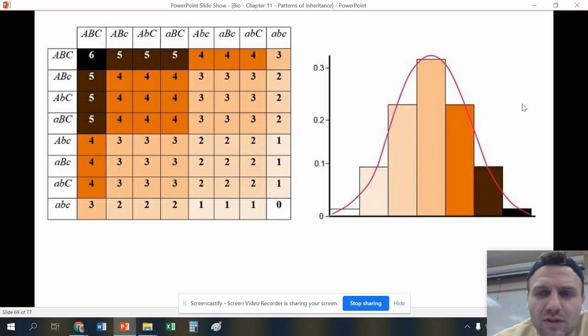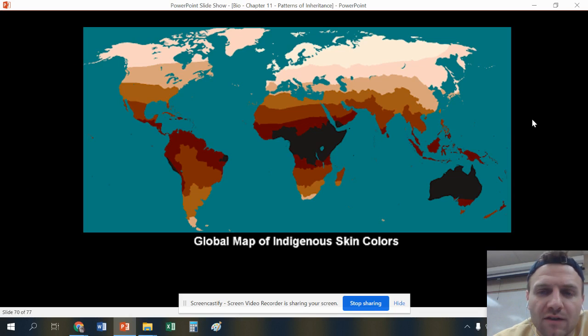Skin color is also determined by polygenic inheritance of a certain protein. We're going to look at that more in class. I'll try to attach it to the Google Classroom, but you're going to see here that this has evolved in humans over thousands and thousands of years due to the location where certain civilizations really evolved. And we're going to talk about this more in class, but this is also polygenic inheritance.